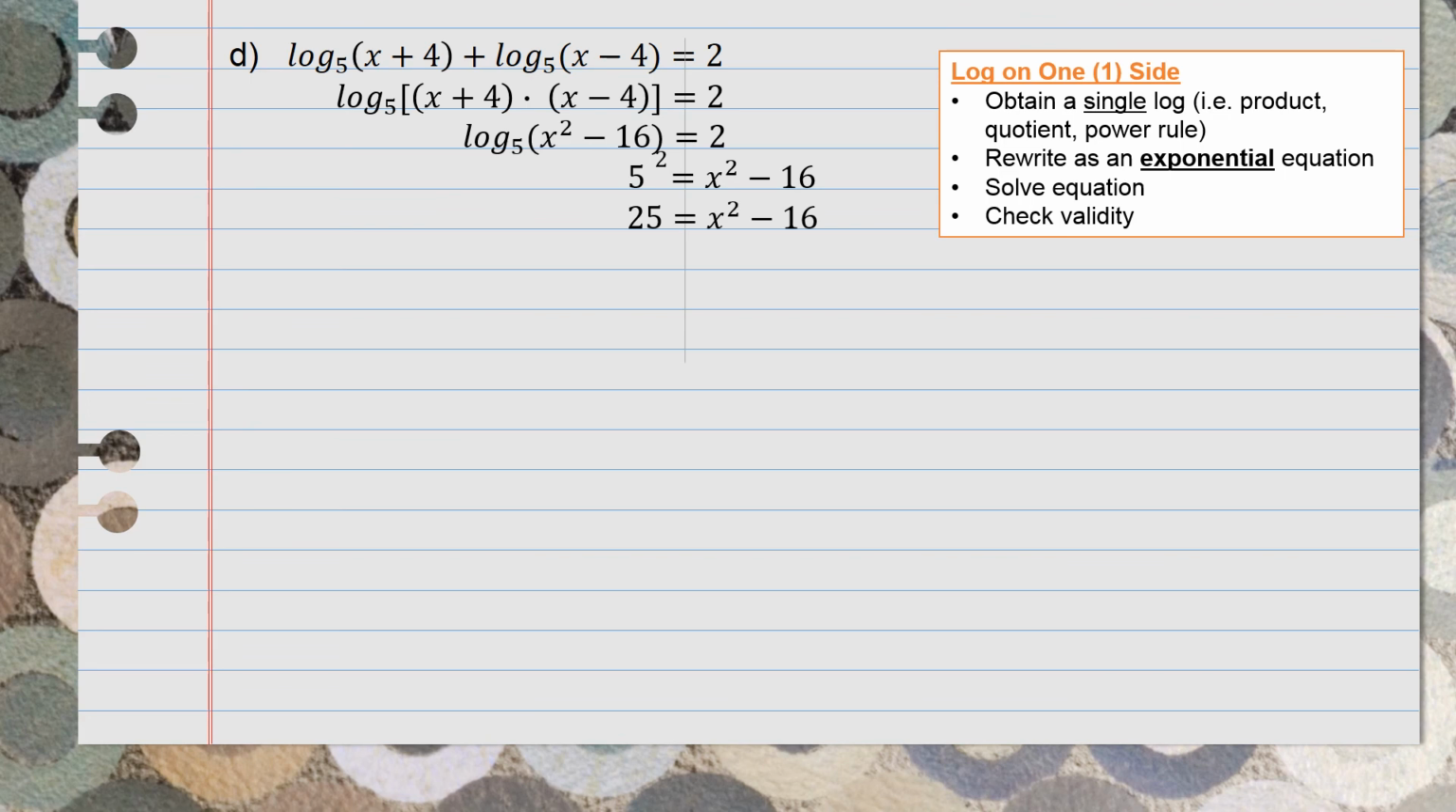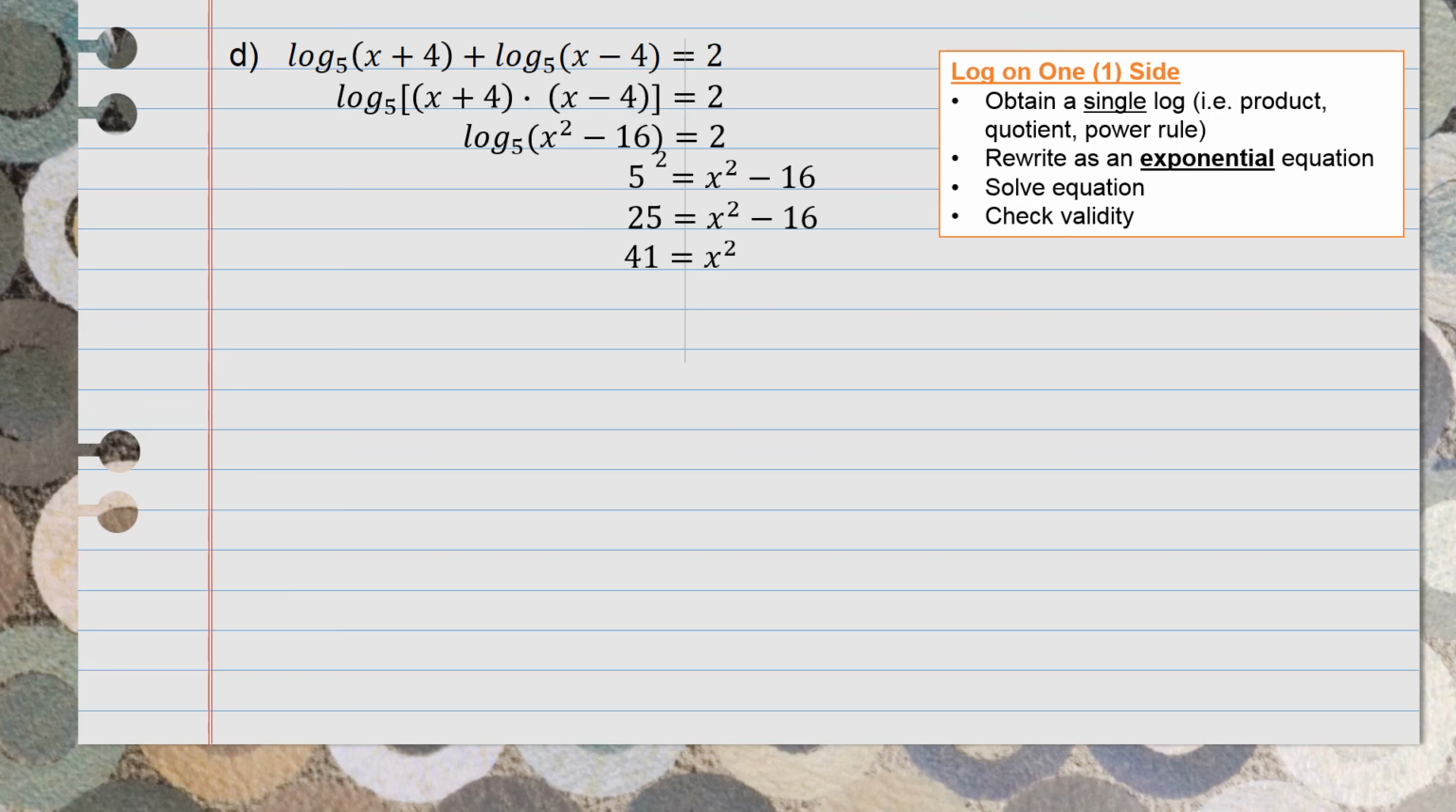Is this linear or is this quadratic? Because it's x squared, it is quadratic, but notice there's only x squared. There is no x term, which means x only appears in one location, and I want to get it by itself. So to get x squared by itself, I need to add 16 to both sides. When you do, you get x squared equals 41.